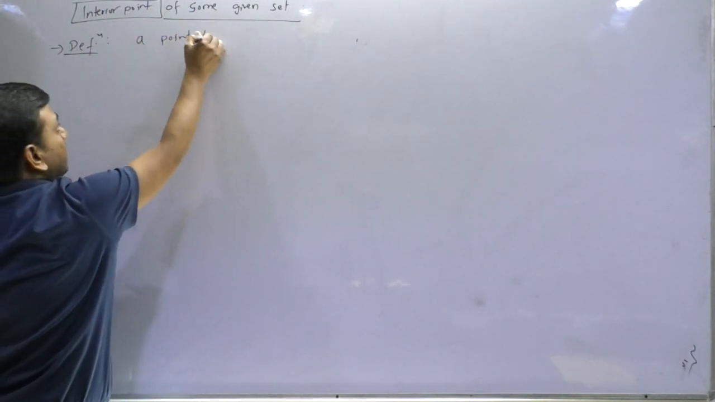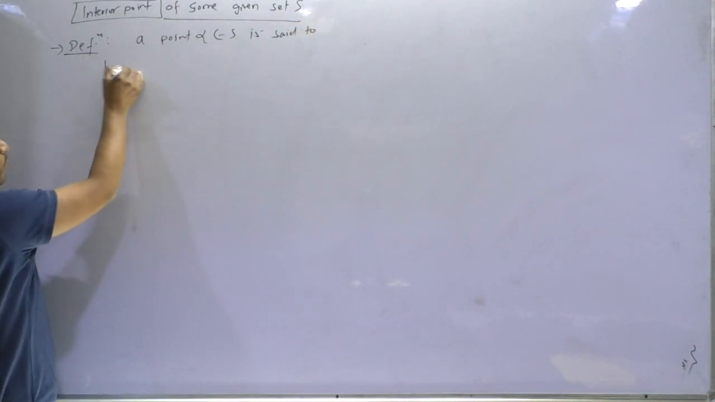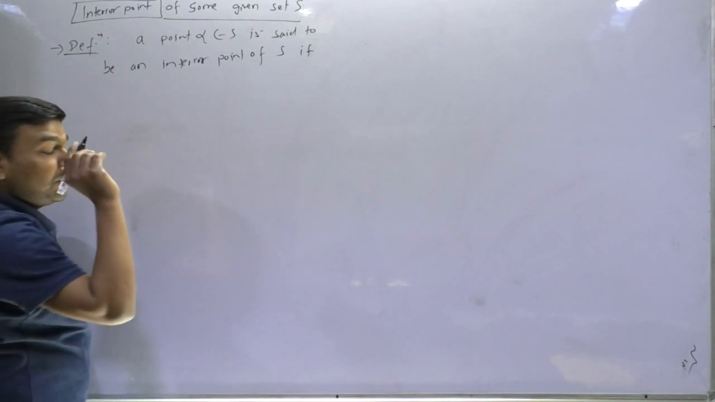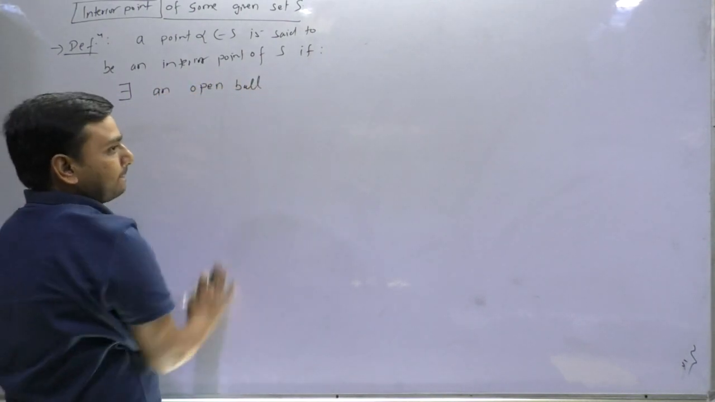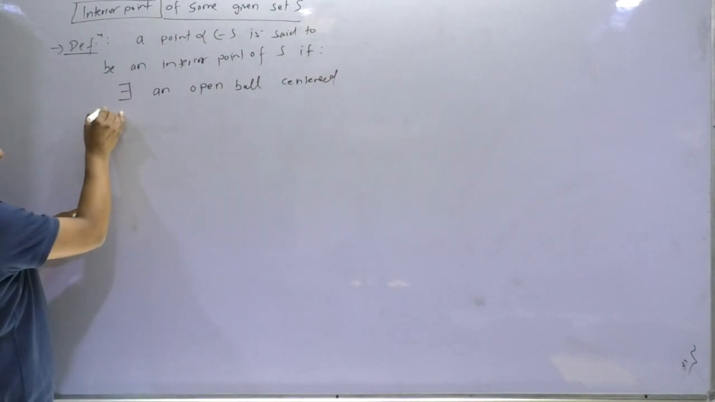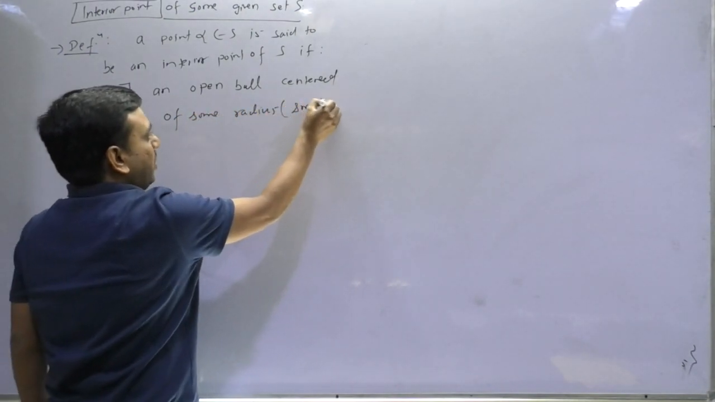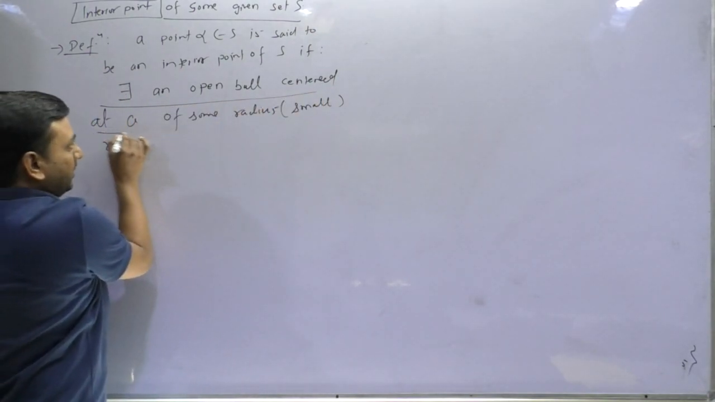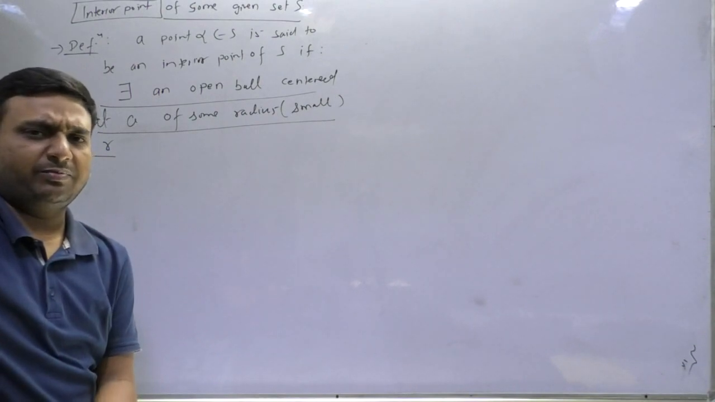A point alpha belonging to set S is said to be an interior point of S if, please focus here, if there exists an open ball centered at alpha of some radius, small r. There exists an open ball. I'm taking time here because once this concept is clear, everything else will be very smooth for you.